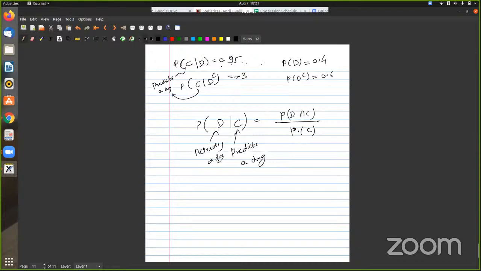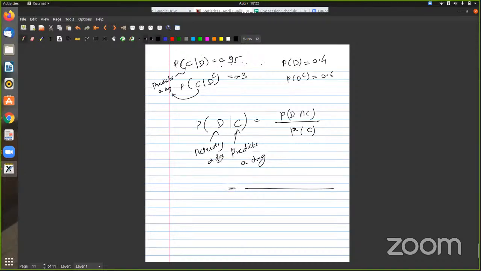So sorry, this one, right? We can use Bayes theorem here. Instead of that probability of D intersection C, we can do it as probability of C given D into probability of D plus the same thing, right?